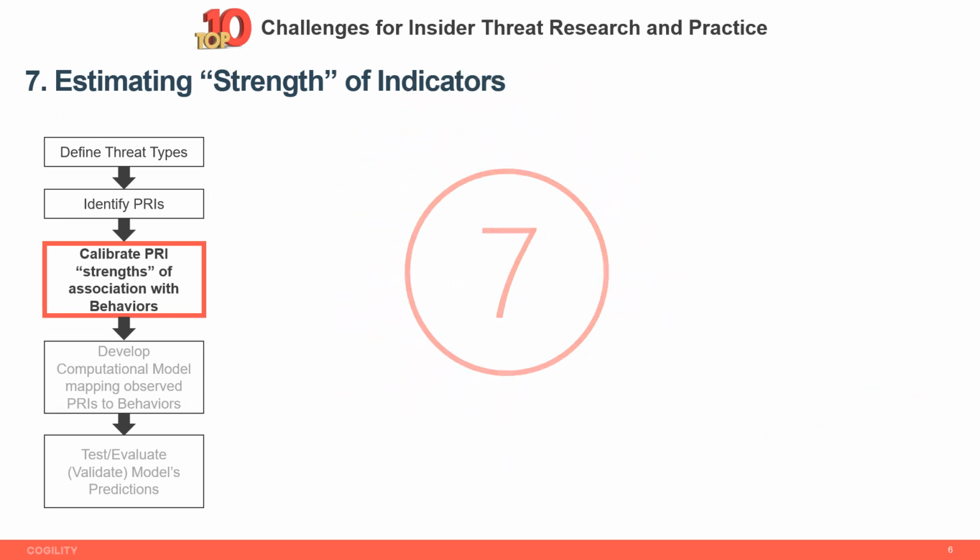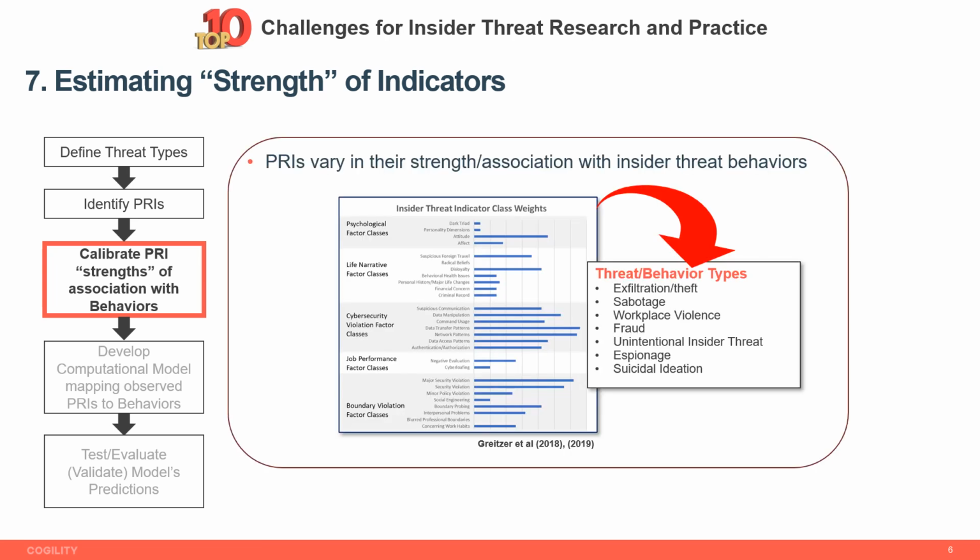Next, we come to challenge number 7. After we have settled on a consistent framework specifying threat types and organizing the associated PRIs, we must develop methods for reliably estimating the strength of these indicators. I refer to this as PRI calibration, estimating the relative extent to which the observation of a particular PRI is indicative of a particular insider threat behavior type. A given PRI may be associated with one or more threat types.